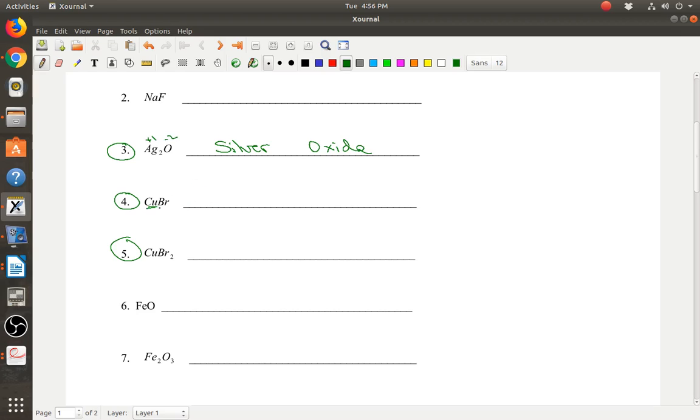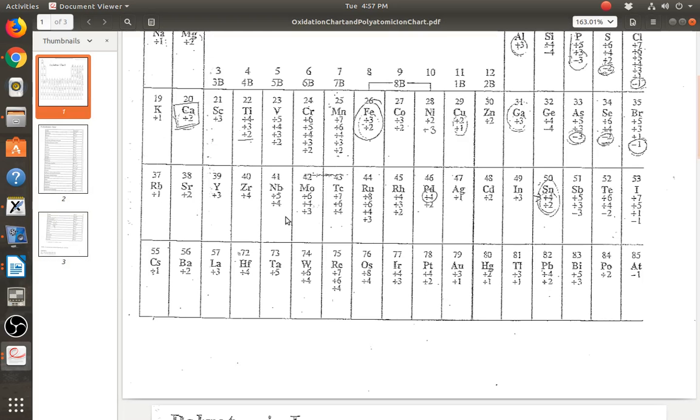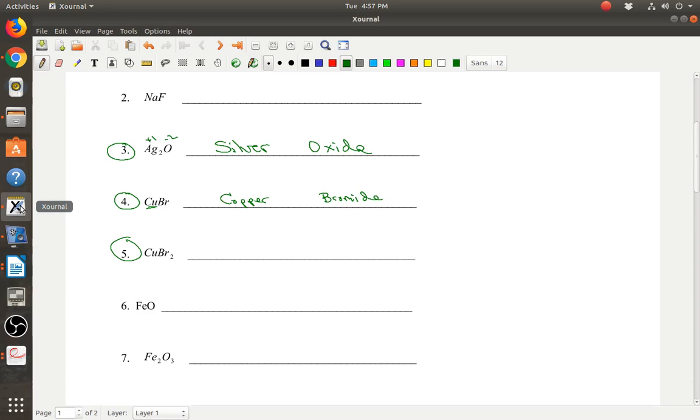All right, about Cu. Cu is copper, and Br is bromine, which becomes bromide. I'm putting a space in case I need a Roman number. So let's go find copper now. Cu, copper, there it is. It has a +2 or a +1. This is a common one that has more than one charge. So copper is either a +2 or a +1, and I have to know which one to use.